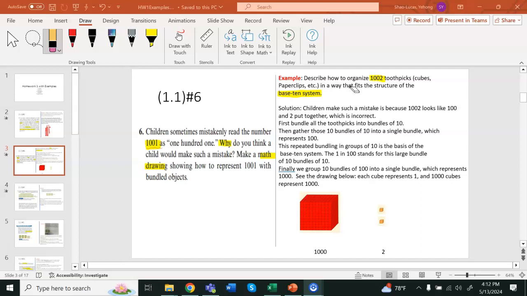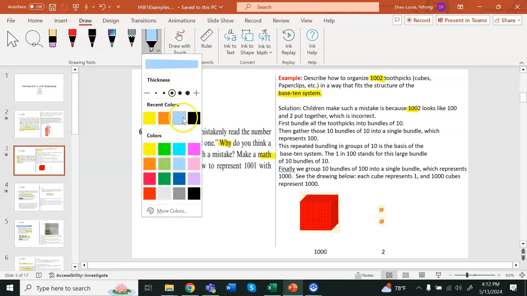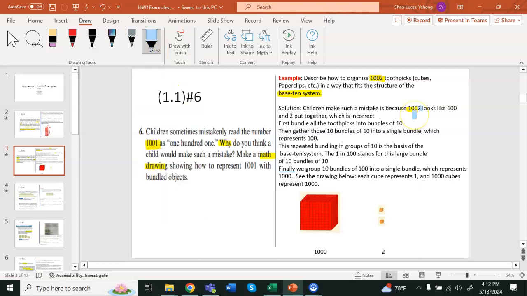Your number is 1001, which is very similar to my example. Sometimes students will read this as 102. It's probably because 1002 actually looks like there's a number 100, and then there's another number 2. It looks like 102 put together, but that is not correct. So we have to follow the place value.